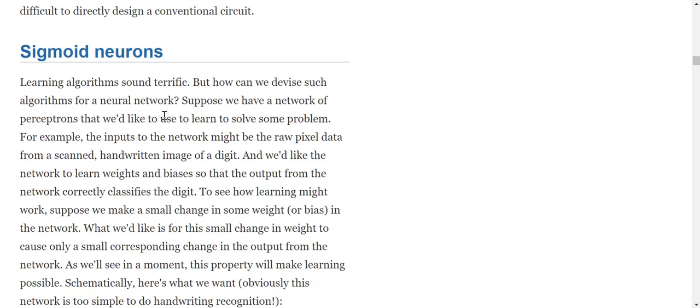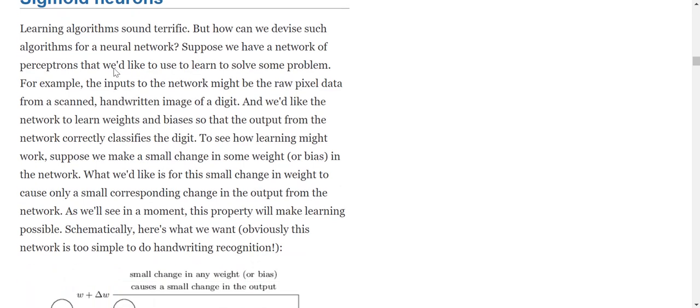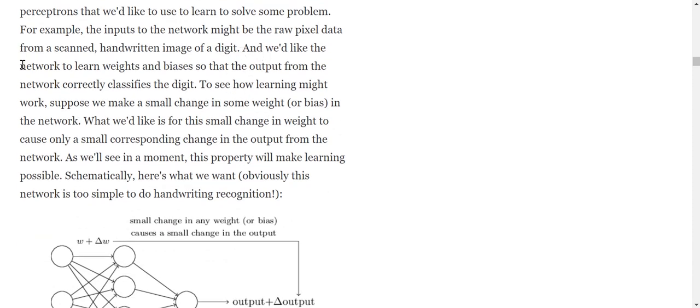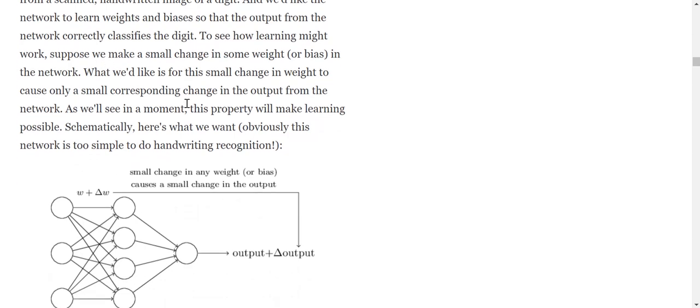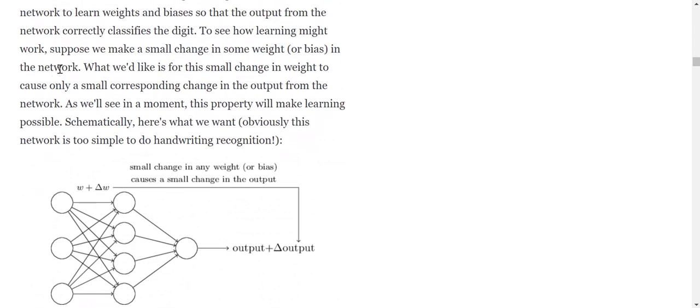So let's get started. Learning algorithms sounds terrific, but how can we devise such algorithms for a neural network? Suppose we have a network of perceptrons that we'd like to use to learn to solve some problem. For example, the inputs to the network might be the raw pixel data for a scanned, handwritten image of a digit, and we'd like the network to learn weights and biases so that the output from the network correctly classifies the digit. To see how learning might work, suppose we make a small change in the weight or bias in the network. What we'd like is for this small change in weight to cause only a small corresponding change in the output from the network.